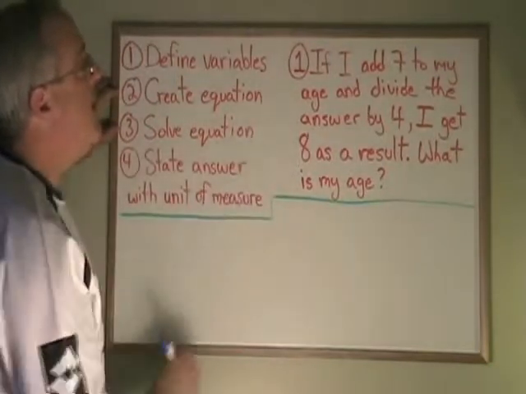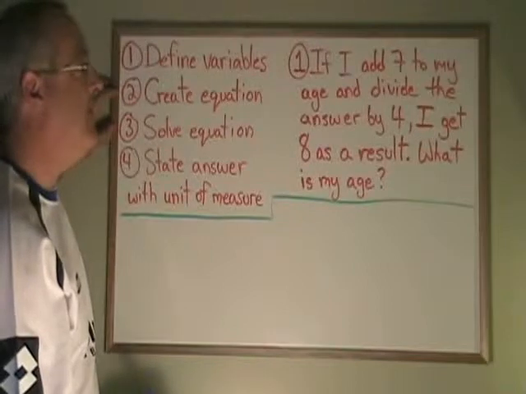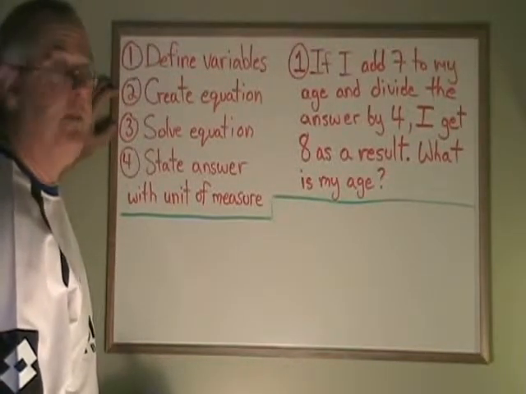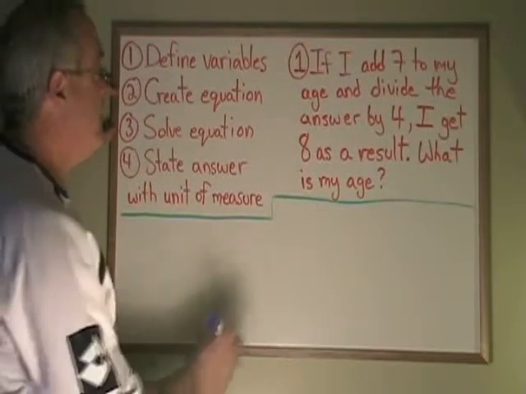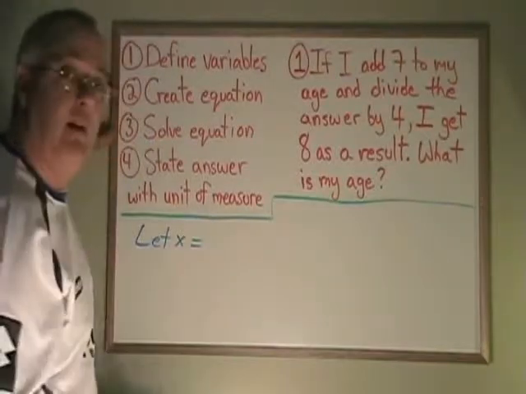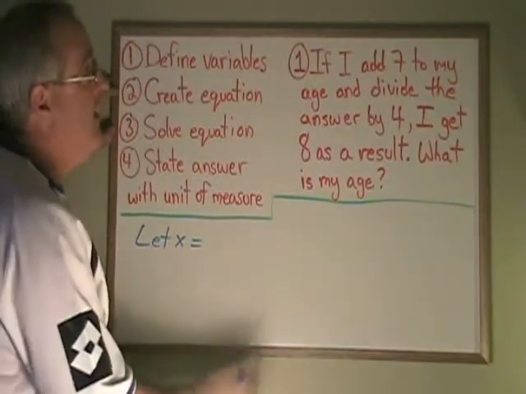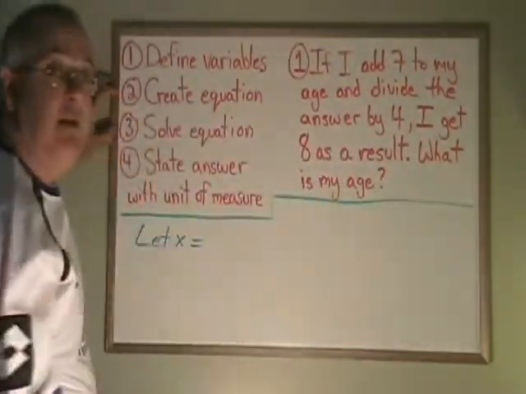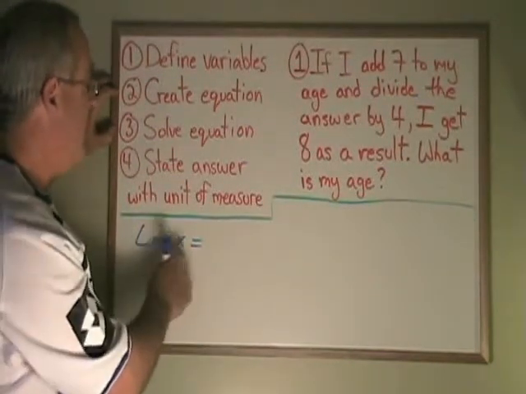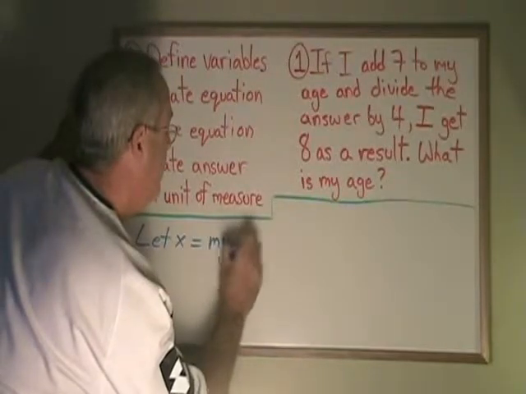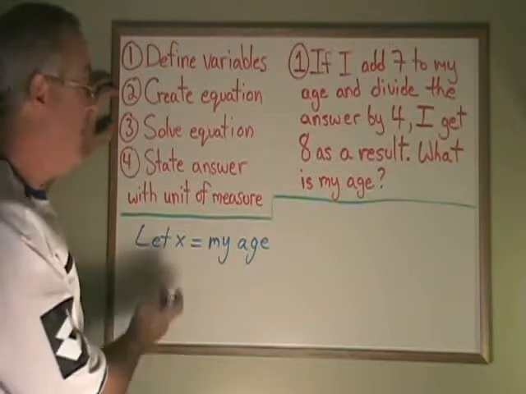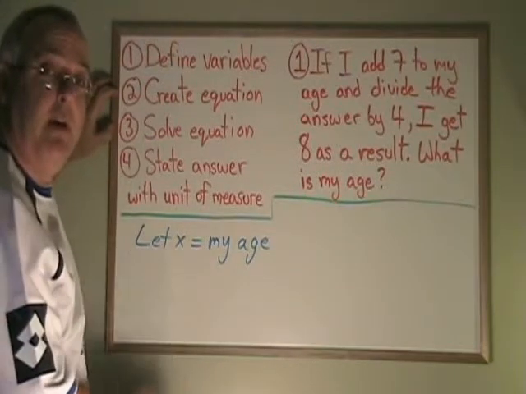In example 1, if I add 7 to my age and divide the answer by 4, I get 8 as a result. What is my age? The first step is to define the variables. So we say, let x equal, and we define our variable. Usually the question at the end tells you what you need to define your variable as. So what is my age means let x equal my age. Defining the variable helps us see what we're doing when we're building our equation. It makes the next step easier.